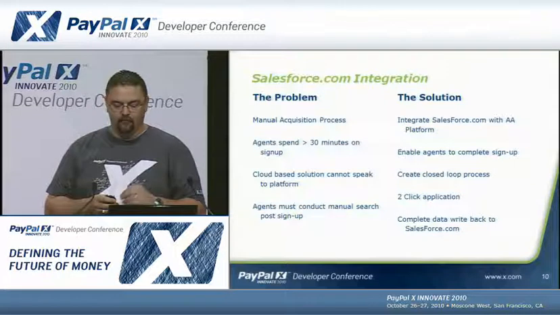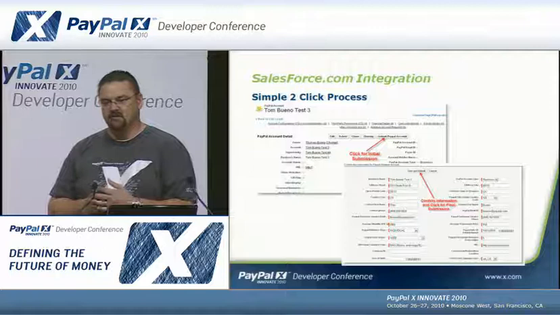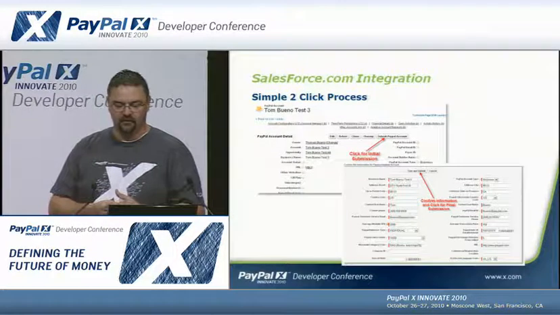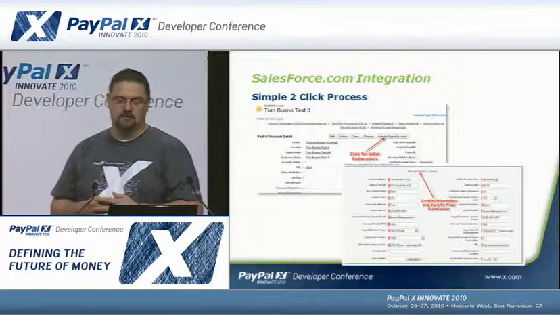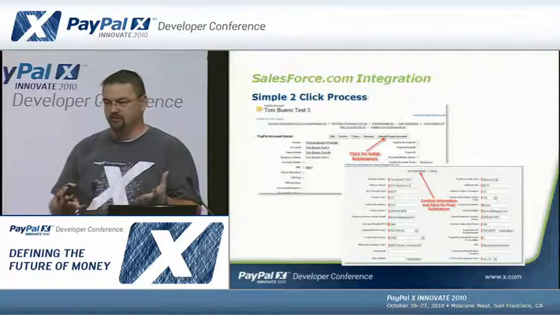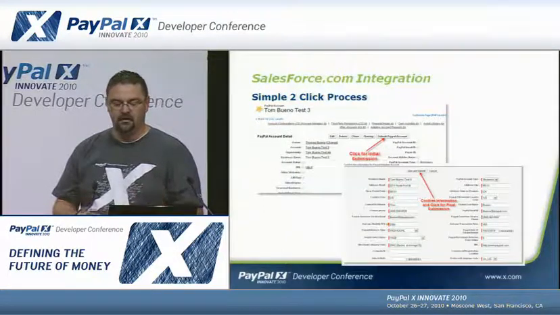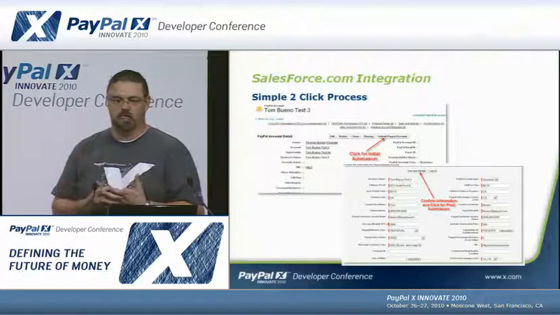So what we ended up with was a simple two-click process. We have a custom object on Salesforce.com called a PayPal account. We collect specific information there. We click on Submit PayPal Account. Once we do that, a verification screen comes up. We make sure that all the relevant information is included, and we hit Submit. Immediately, we get a response that tells us whether it was successful.